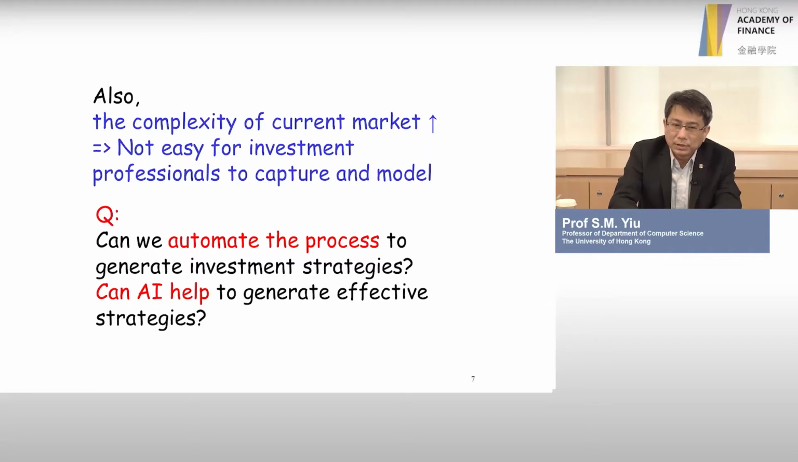So in these few years, we have asked ourselves a very good question. Can we automate the process to generate investment strategies? Because we want to automate the process, a natural question is, can AI help to generate effective strategies? I assume that you also attended Professor S.M.'s talk in the first module. He also gave some examples on how AI can be applied to different areas of fintech. So right now, I want to focus a little bit more on how AI can be applied to quantitative trading.